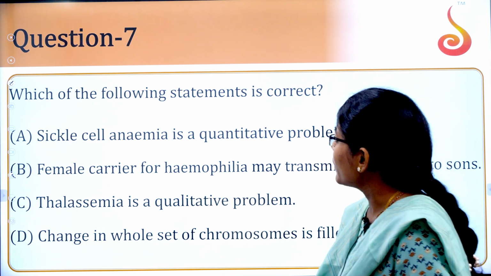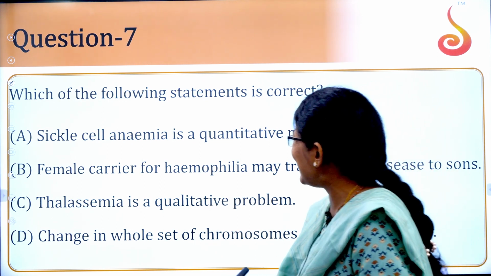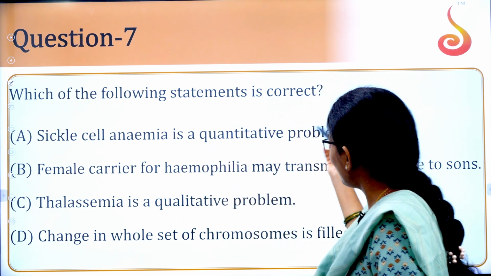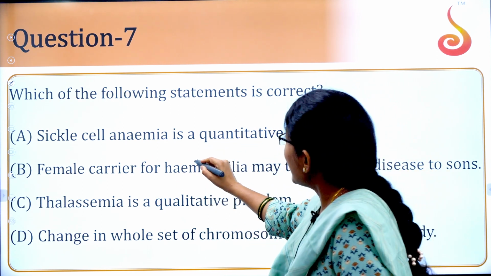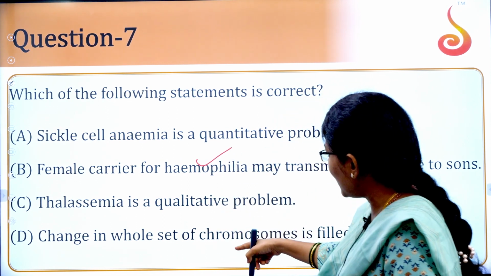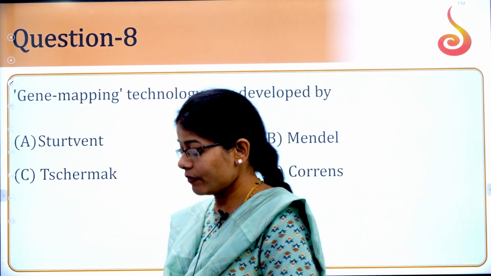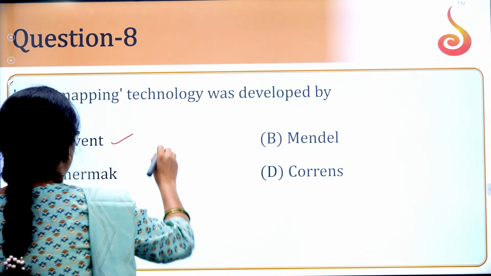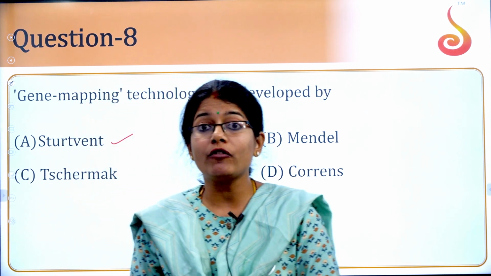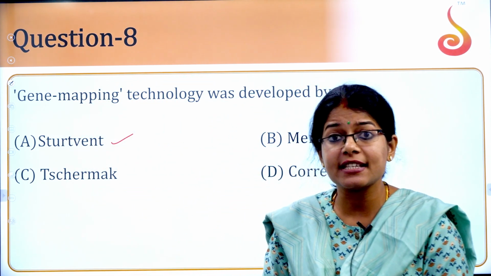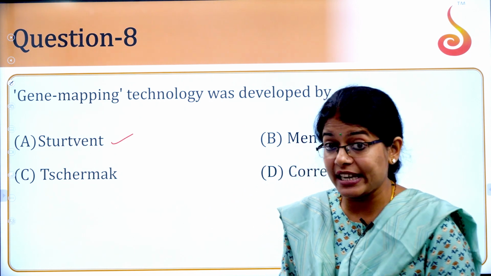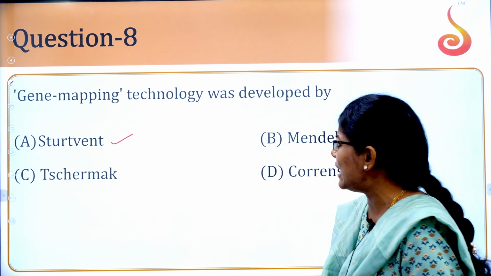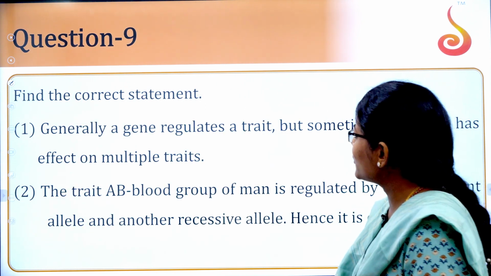Next, 7th question. Which of the following statements is correct? A female carrier for hemophilia may transmit the disease to sons. Yes, it's correct, and the rest all three are wrong statements. Next one, gene mapping technology was developed by whom? You remember, students, this was given in one of the previous biology CET papers, which we had already discussed. Regarding gene mapping, they have slightly changed the question. That's it.